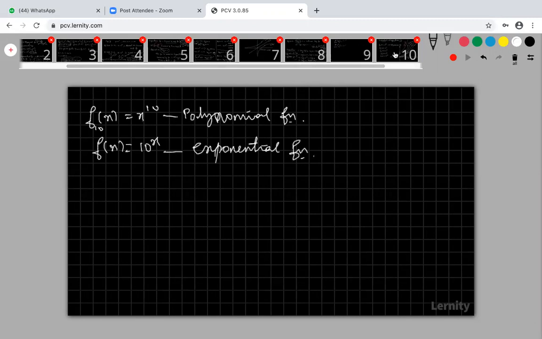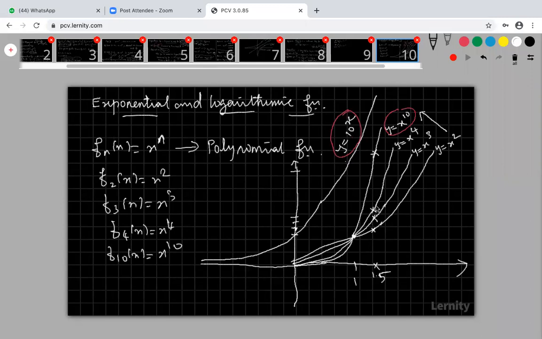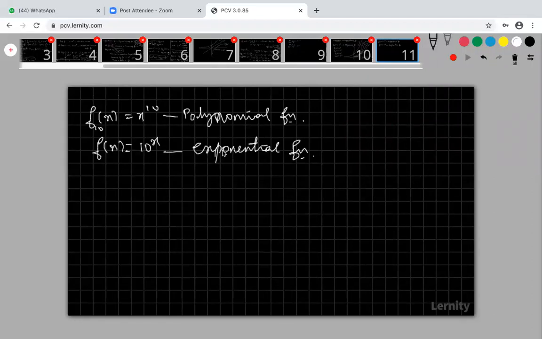Okay, now look at that. For this exponential function, the value of x is 1.5. Look at my 10 power 1.5. For the same value of x, I'm getting the f of x value here for x square, and x cube here, and x power 10 here, but my 10 power x value here. See that? So 10 power x grows faster than the polynomial function x power 10 for large x values. Okay? So therefore, from the graph, we can understand my exponential function grows faster than the polynomial function.